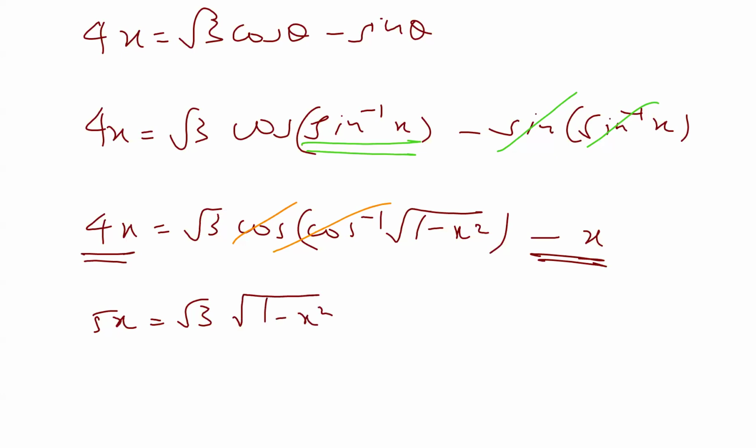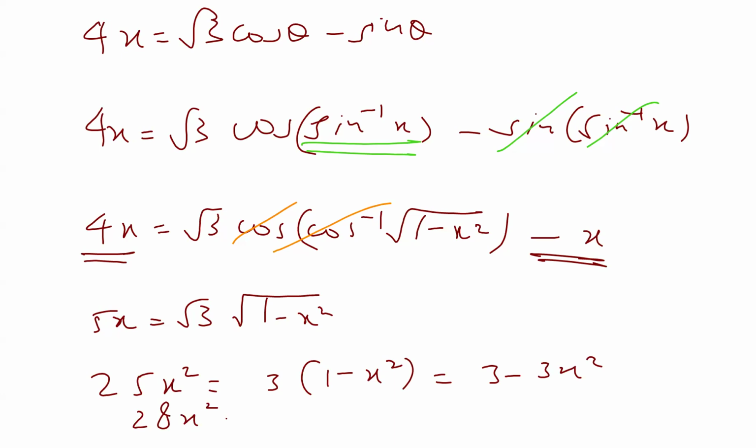Okay. Now squaring both the sides, 25x square is equal to 3 into 1 minus x square, which is equal to 3 minus 3x square. So 28x square is equal to 3. Okay. So x square is equal to 3 upon 28. So x is equal to plus minus root 3 by 28.